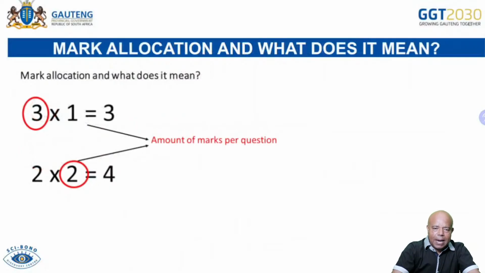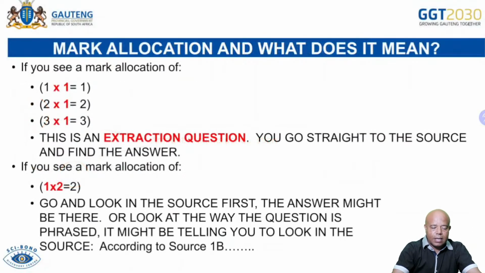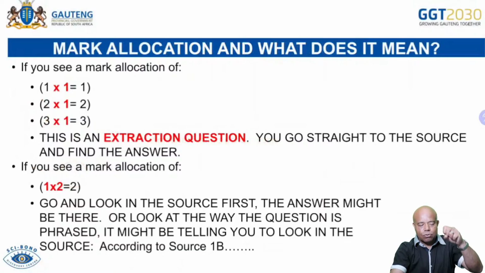The number at the back basically is the amount of marks that will be given for the response that you are going to give. Like at the bottom one, we see 2 times 2. It means 2 answers, but 1 answer is 2 marks. So what is the amount of marks you will receive? 4 at the end of the day. So when you see the mark allocation as on the screen, 1 times 1 equals 1, 2 times 1 equals 2, 3 times 1 equals 3, this means they are extractions. The answers are where? In the source.